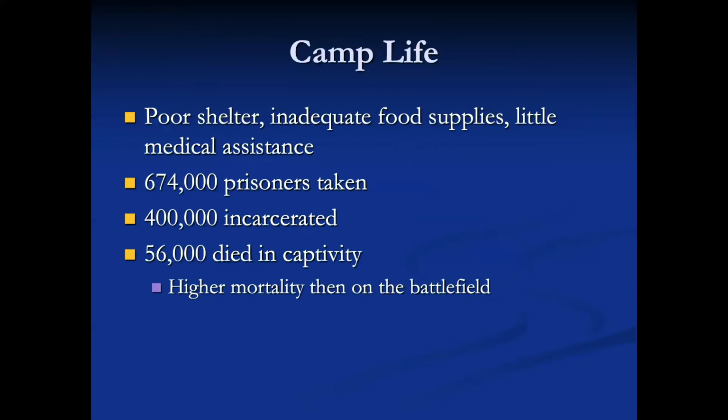So in this time, prison camps consisted of very poor shelter, inadequate food supplies, and little medical assistance. 674,000 prisoners were taken. 400,000 of them were incarcerated. 56,000 of them died in captivity, which is a higher mortality than on the battlefield.